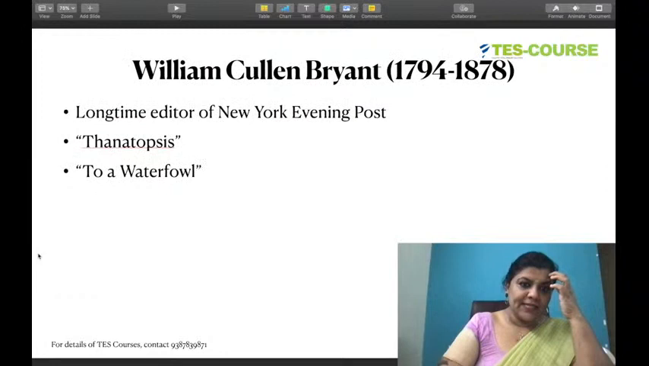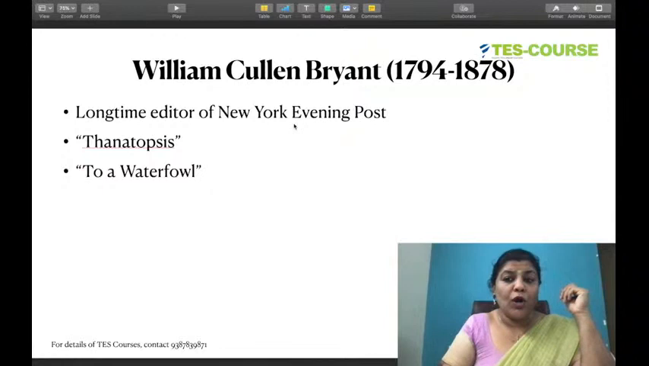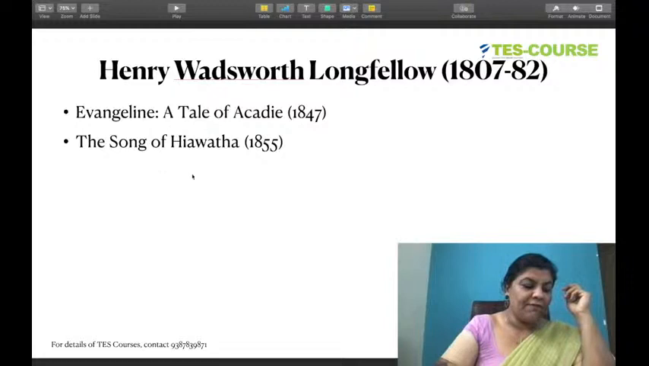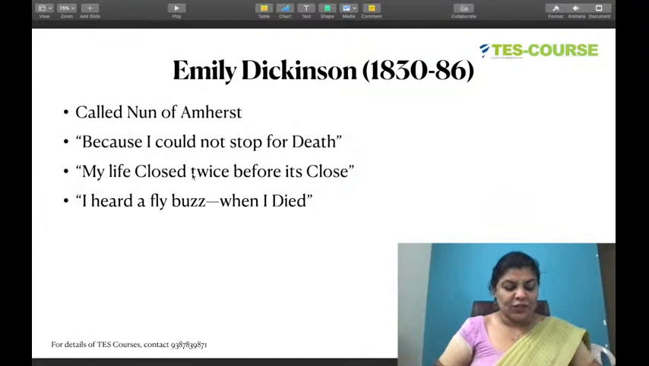Right, William Cullen Bryant wrote Thanatopsis and To a Waterfowl. He was a longtime editor of the New York Evening Post. To a Waterfowl also important. Okay. Henry Wadsworth Longfellow, I told you. Evangeline, A Tale of Acadie, The Song of Hiawatha. Yes, Thanatopsis is a meditation on death. That's right. Emily Dickinson, she was called the Nun of Amherst.